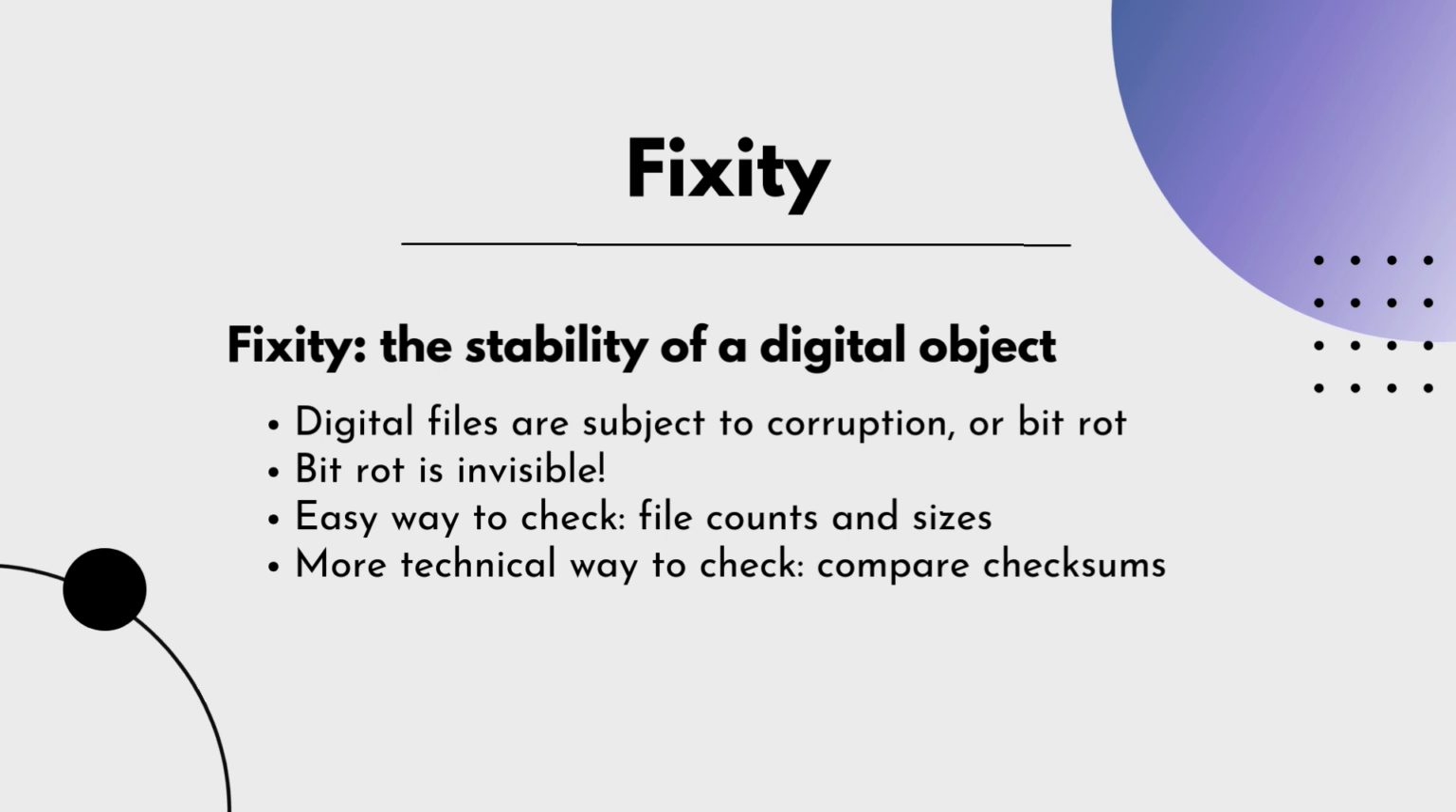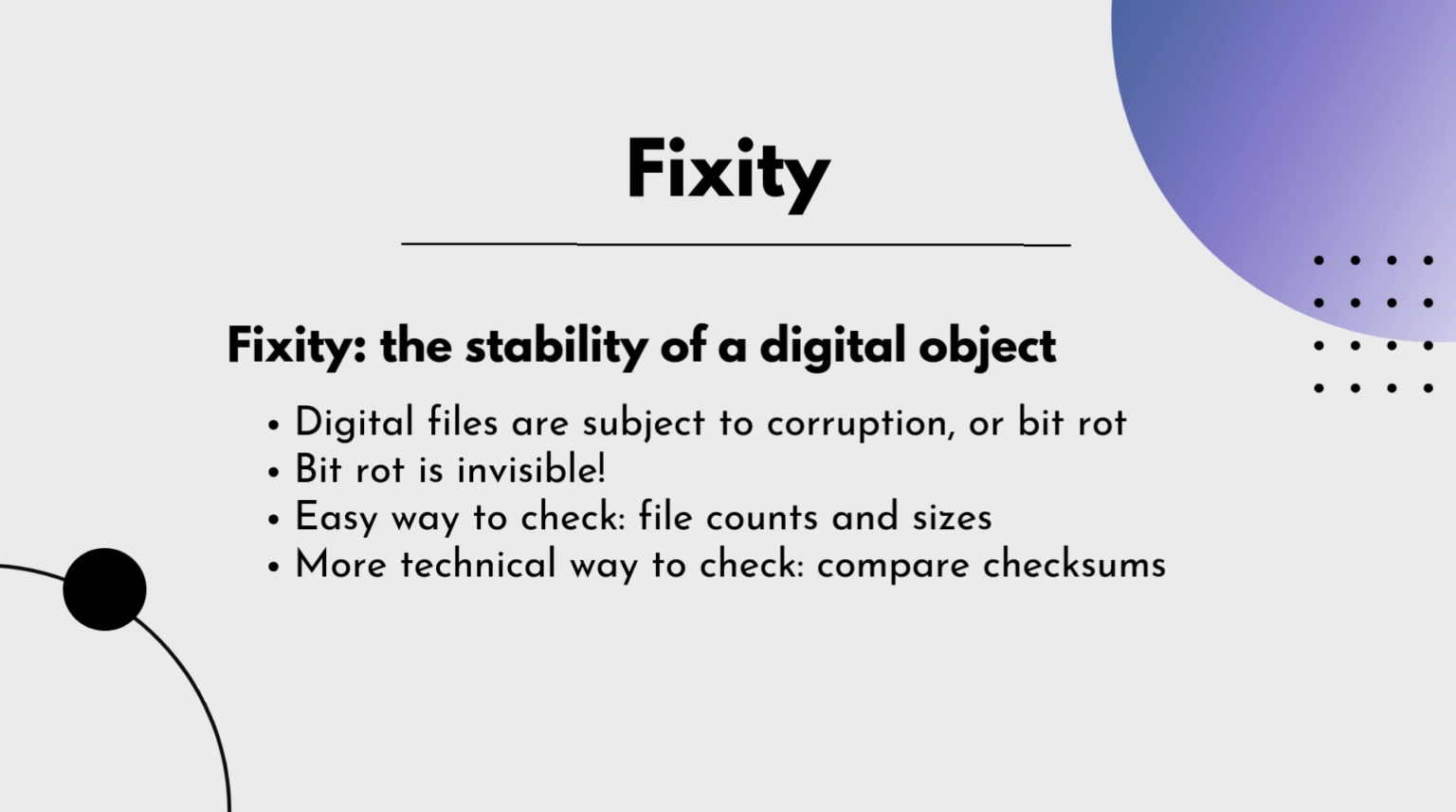Another foundational principle is fixity, which refers to the stability of a digital object. So, digital files on your computer are subject to corruption or bit rot, and this can just happen while files are sitting there on your computer. It can happen every time you move something, every time you save a TIFF as a JPEG, so that you can have a primary file and an access file. That bit rot can happen invisibly and you wouldn't know it necessarily.